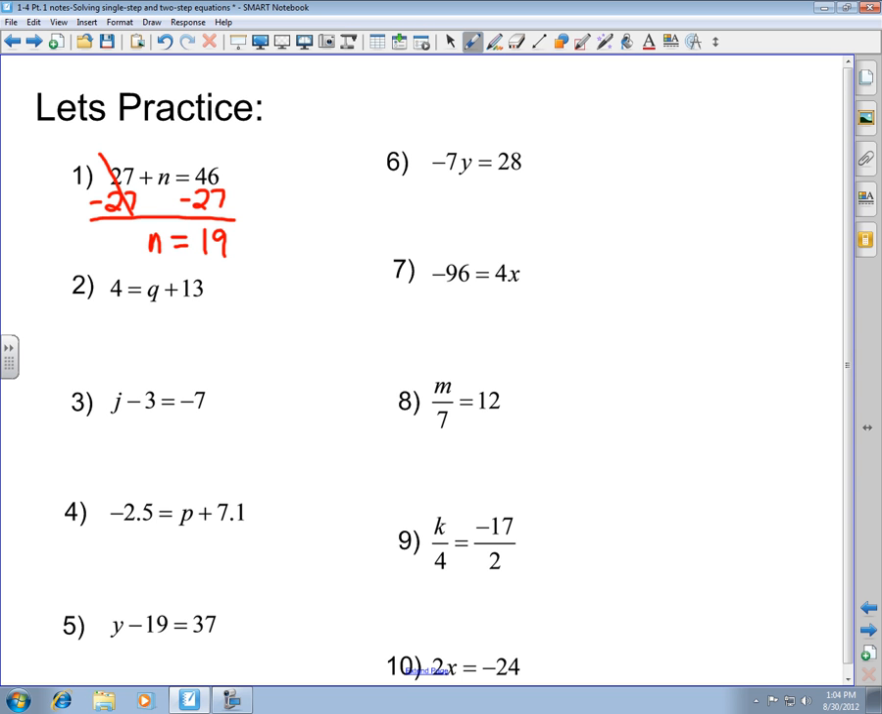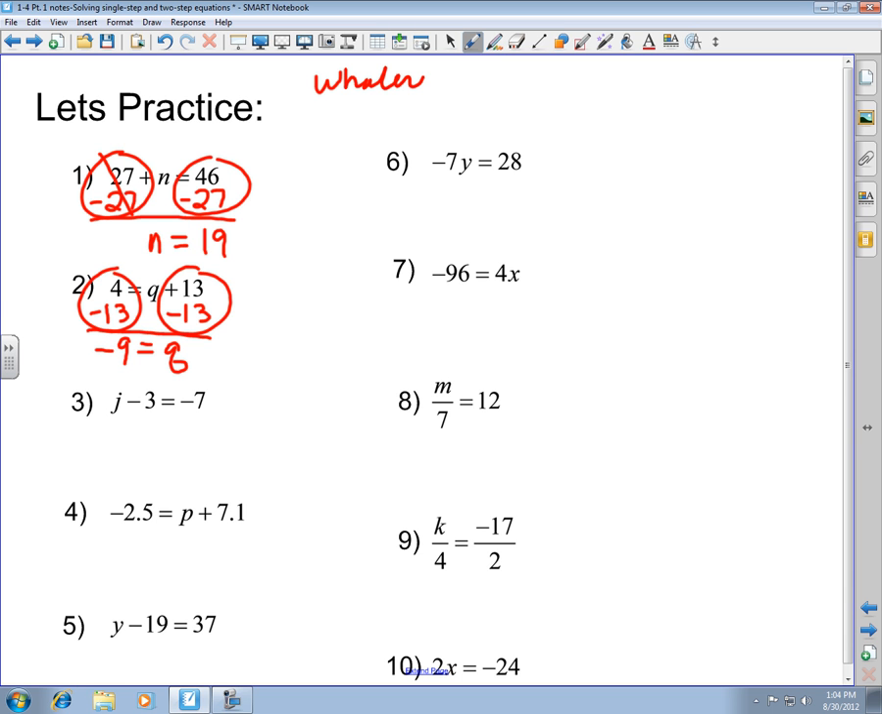Number 2. What is the relationship between the q and the 13? They're being added. I undo addition with subtraction. So I'm going to subtract 13 to both sides. And that's going to be negative 9 equals q. Now, if you've noticed, I subtracted 27 to both sides. I subtracted 13 to both sides.